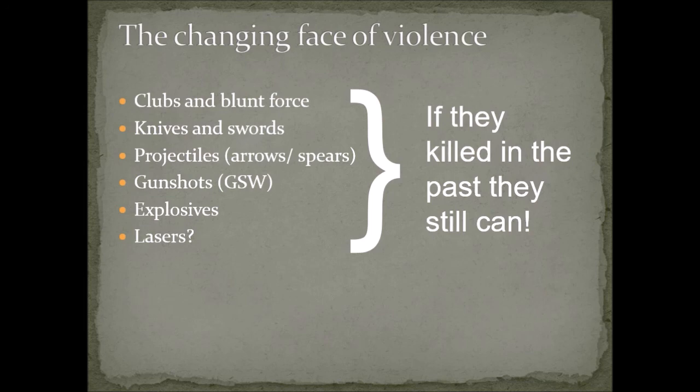So you can't forget what a club does to a head, because people still bash each other to death all the time. People still use swords. Think about a sword you can buy on the internet, right? You buy a samurai sword and go outside and stab somebody, cut their head off with it, just like they did in the past. It's still deadly. Just because it's an ancient weapon doesn't mean modern violence can't be done with it. Okay? Keep that in mind.